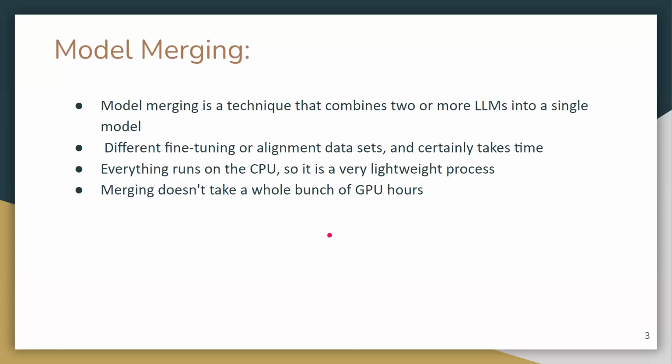So the good thing about merging is there is no training involved, there is no fine tuning involved. We need a tiny bit of compute, and everything runs very nicely on the CPU. So it is a very lightweight process. It's fast, and merging doesn't take a whole bunch of CPU cores. So we can run this in maybe a few minutes, depending on the model size, on our local machine. There is no extra cost of training.